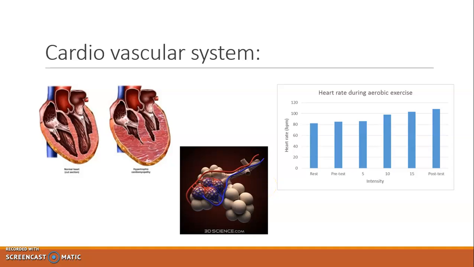Blood pressure is also decreased as an adaptation due to the blood vessels becoming used to stretching under pressure, as we mentioned before in the previous video. An athlete who trains aerobically for 8 weeks also has less chance of getting diseases such as heart disease and coronary heart disease. Moving on.